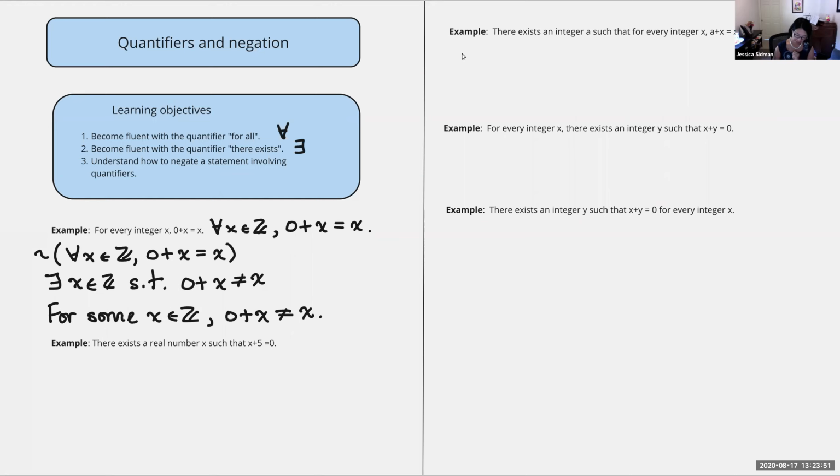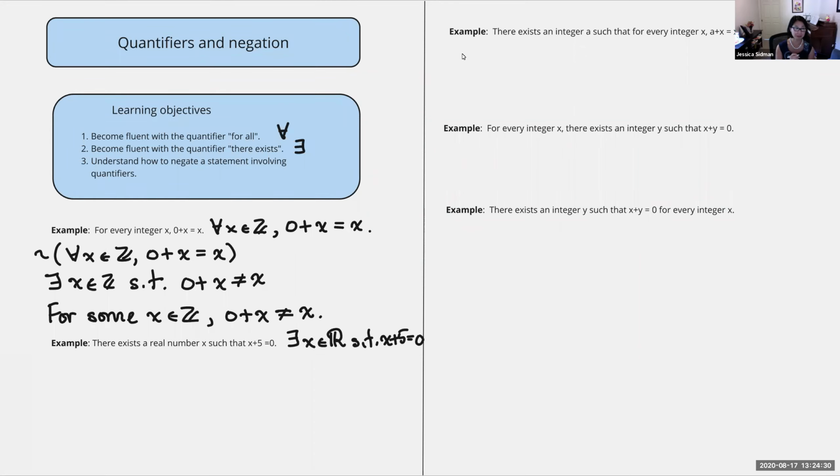Okay, so let's look at another example. Here we have an example that uses the there exists construct. There exists a real number x such that x plus 5 is 0. We can rewrite that in logical notation: there exists an x in R such that x plus 5 equals 0. Okay, is this true or false? It's true, right? Because the number x such that x plus 5 is 0 is negative 5.